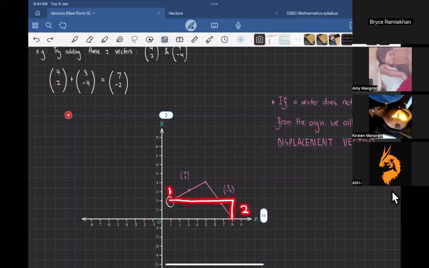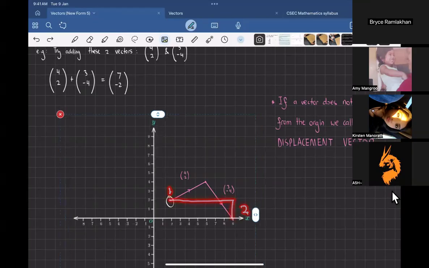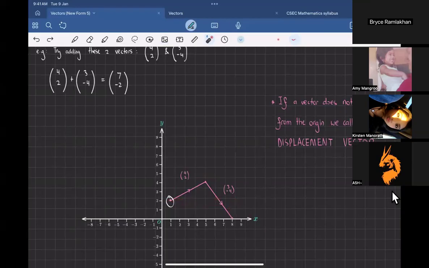Then we have to go to 0. So we have to move 2 down, because we are at 2 on the y-axis and we have to go to 0 over here. So we have to move 2 down, and that is 7, minus 2. That's another way we could reach that point. So that is how vector addition looks graphically.